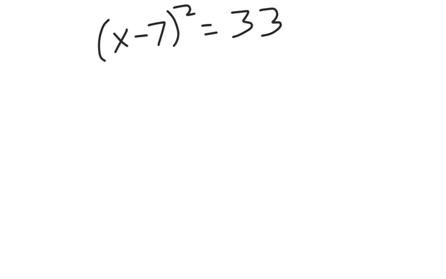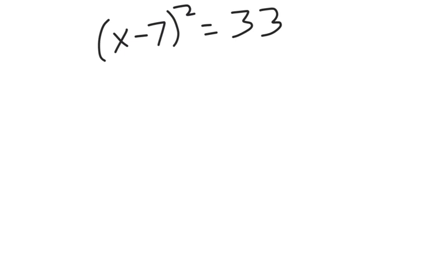So which one of those do I get rid of first? Subtracting 7 or squaring it? Squared. Remember my rule that works 99% of the time. Get rid of the thing that's farthest away from the x first. So what's farthest away? Subtracting 7 or squaring it? This is outside parentheses. This is inside with the x. So this is farther away.